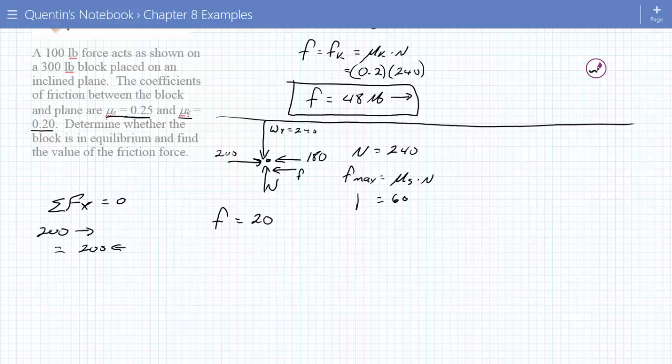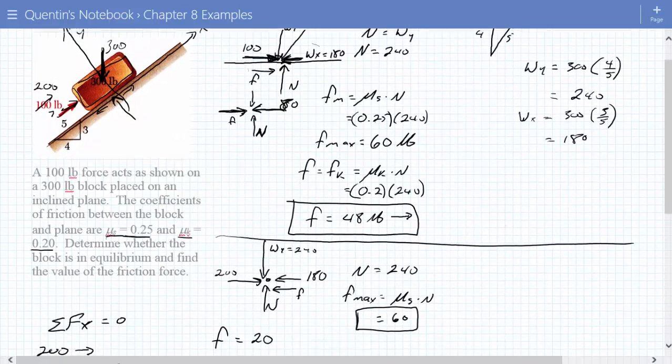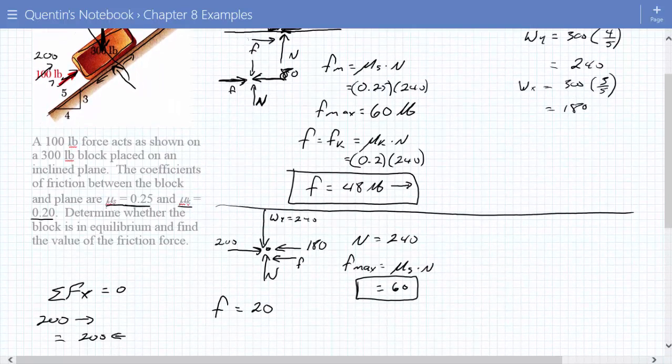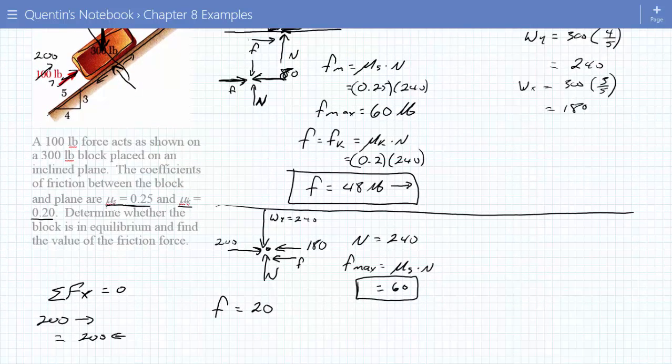So it's really easy to want to put down 60 for that friction force. What is that 60? Again, that 60 is the maximum that it could resist if it needed to. But in reality, for this problem, it only needs to resist 20 pounds because that's all that's left over. And that 20 pounds is in that direction, whereas in the other problem, it's going uphill.